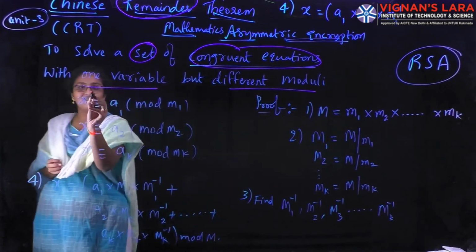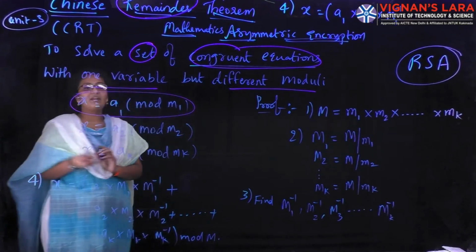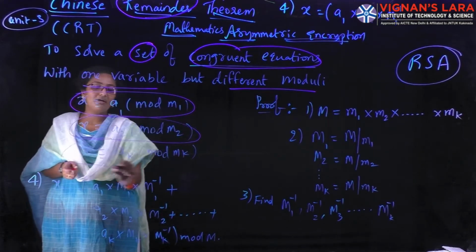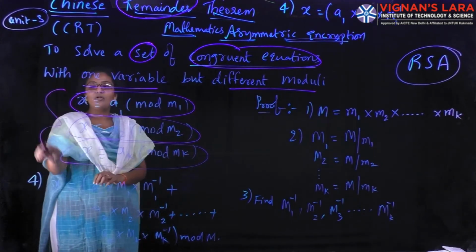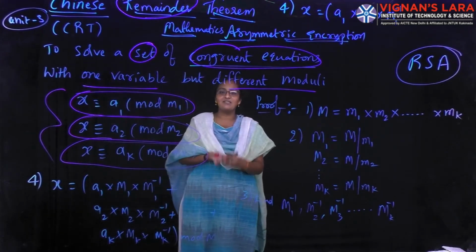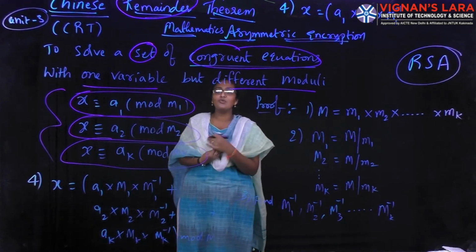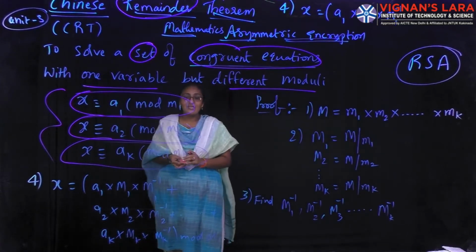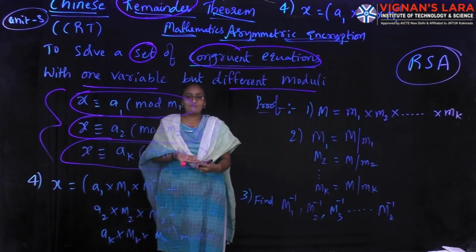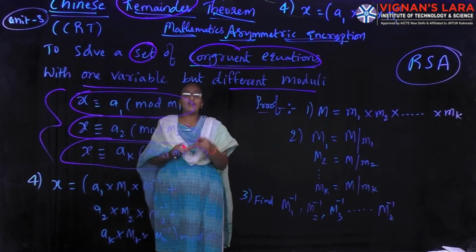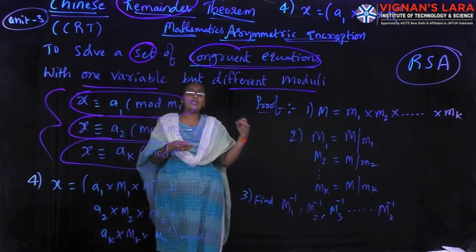So if you see here, these are the congruent equations. X congruent to A1 mod M1, X congruent to A2 mod M2, similarly X congruent to AK mod MK. These are the congruent equations. So to solve the set of congruent equations, we use the Chinese remainder theorem. This theorem is a part of unit 3 and part of the mathematics of asymmetric encryption. Why I say asymmetric is that we are using two different keys here, the public key and the private key, which is nothing but asymmetric encryption.